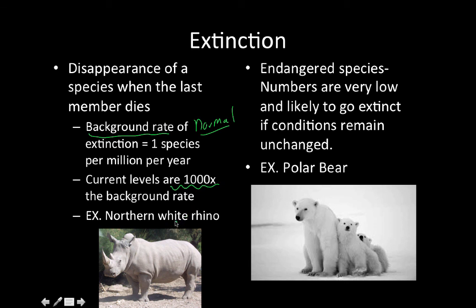Recently, we've seen the extinction of the northern white rhino. That happened in your lifetime. And that's a pretty sad thing to see, these large mammal species start to disappear. And they do disappear at a faster rate. Endangered species numbers are very low and likely to go extinct. So remember that things like habitat loss is a big one, pollution, overhunting. The polar bear would be an example of habitat being threatened.